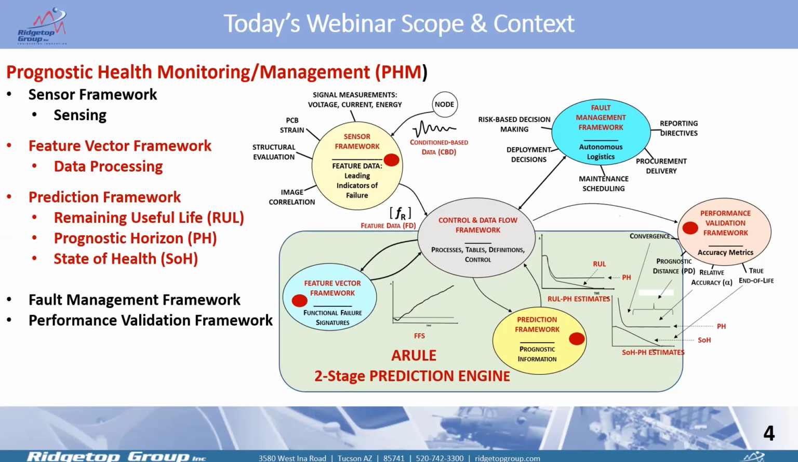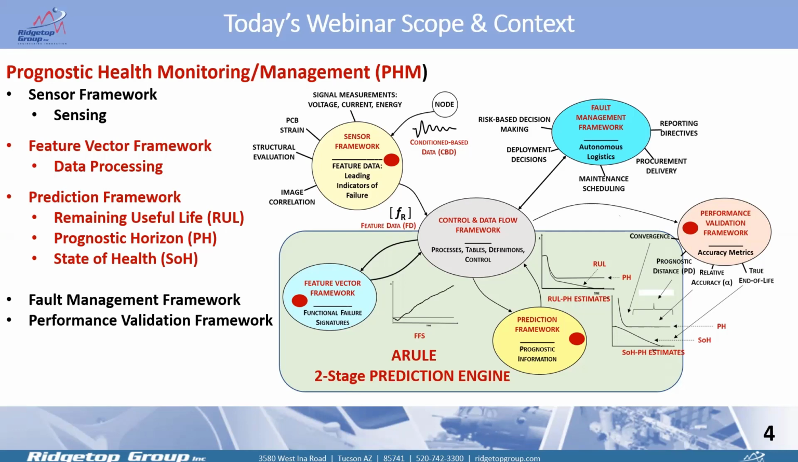Today's webinar is not concerned with fault management. Fault management is really application dependent, and we're going to concentrate on ARULE that generates the prediction information that is necessary to support our fault management.